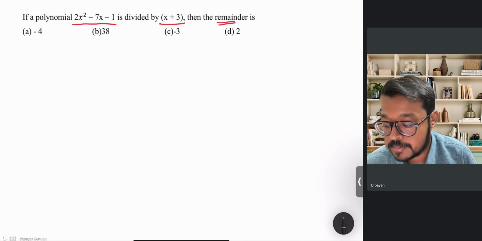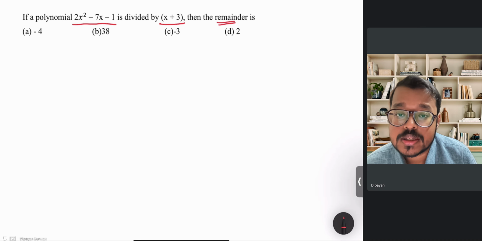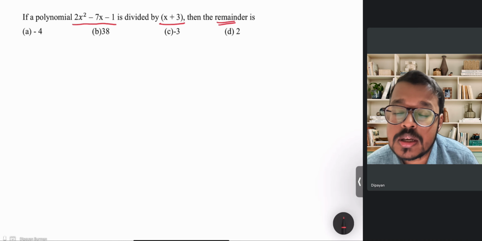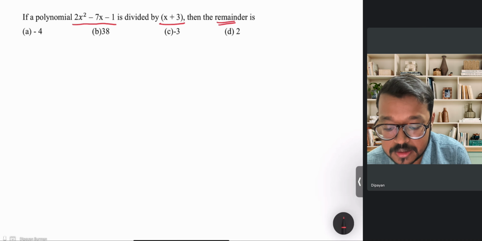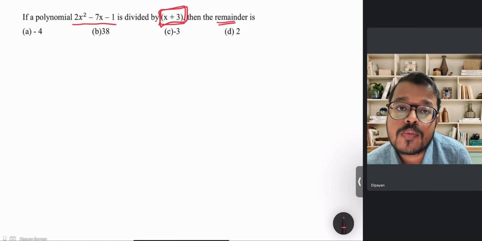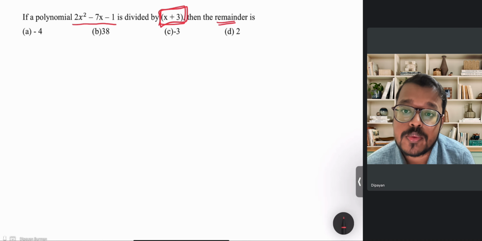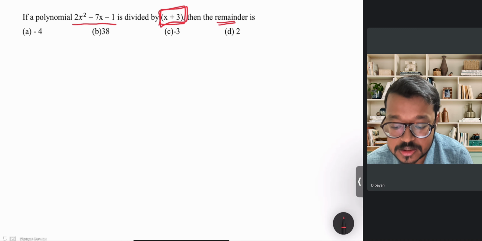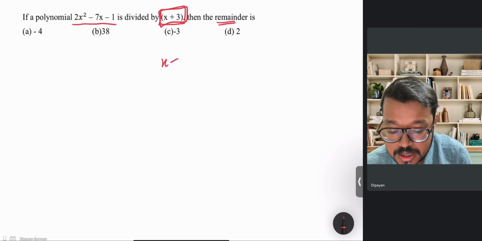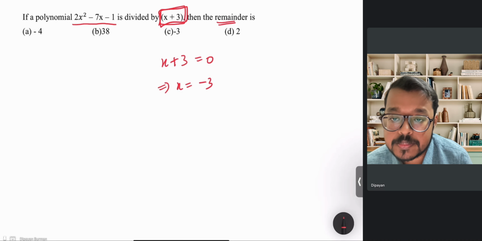So to recap what the remainder theorem is, it states that whenever we are dividing a polynomial with another one, we have a dividend and divisor. Now we have to look at the divisor. Here it is x plus 3. For what value of x is the divisor equal to 0? I have to find that first. So x plus 3 will be 0 when x equals minus 3.